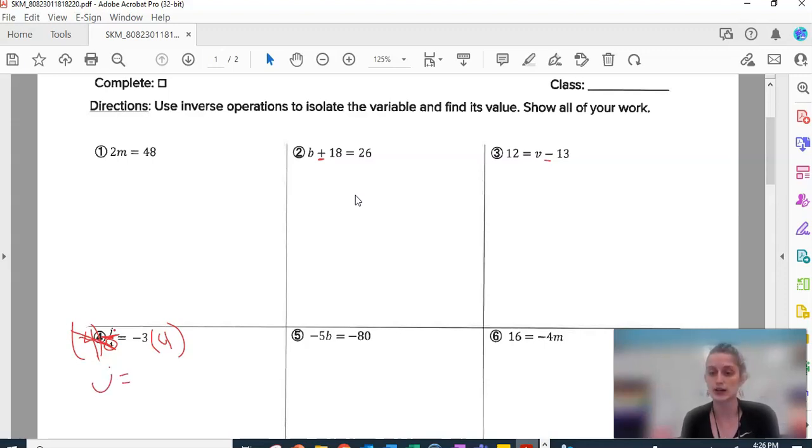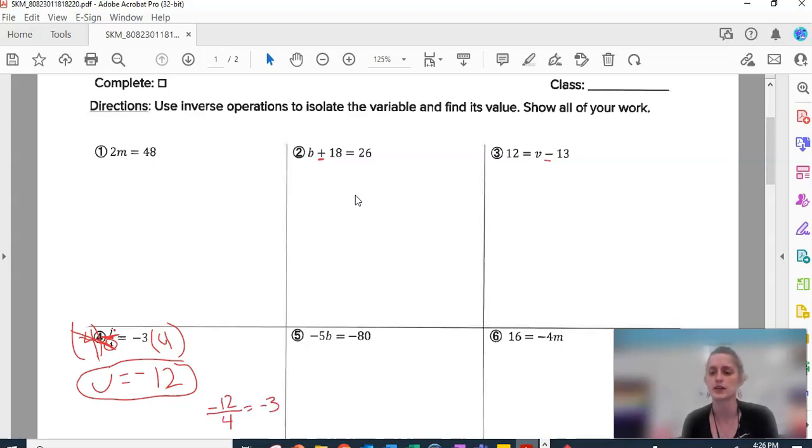4 times 3 is 12. Please recognize that there's a negative sign there. That is not 12, it is negative 12. So your solution is that j is negative 12. All of this should be checked again to make sure you did it right by substituting the j with what you think the solution is and double checking.